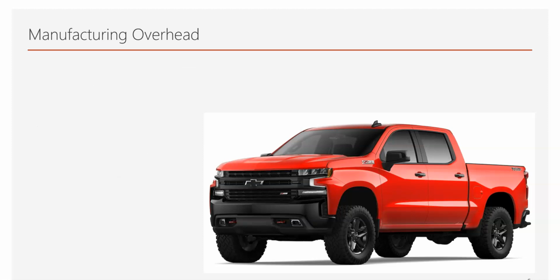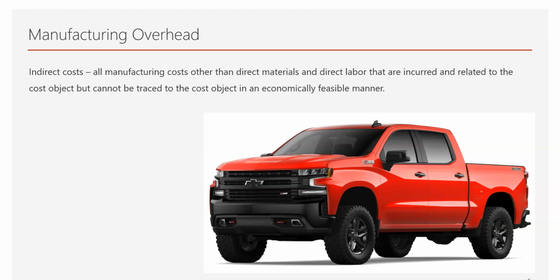Now let's talk about manufacturing overhead, the third cost category in a manufacturing environment. What is manufacturing overhead? Manufacturing overhead is simply all indirect costs. In other words, it's all manufacturing costs other than direct materials and direct labor that are incurred and yet are related to the cost object. But these costs cannot be traced to the cost object in an economically feasible manner.